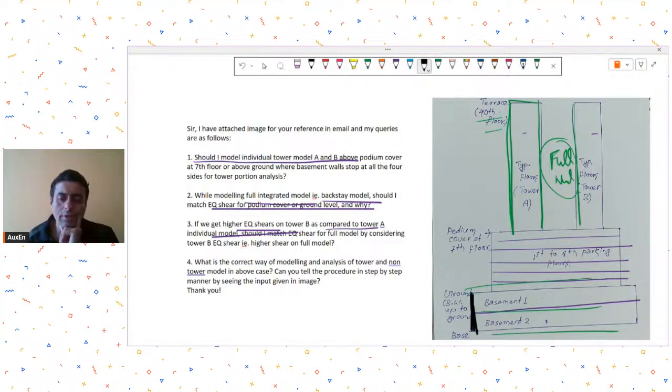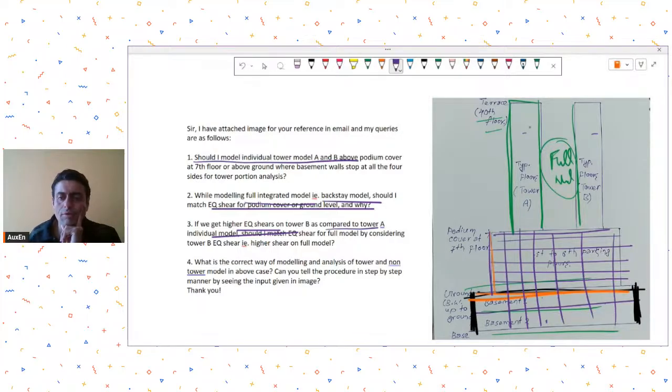Let's say here you have the basement walls, till here you have the basement walls. And this is the podium slab, and then, okay, he is calling this also a podium slab. And then you have your column systems, and a few of the columns will go right till the tower. So should I model individual tower A and B above podium or above ground? I think you should try and model it above ground, individual models.